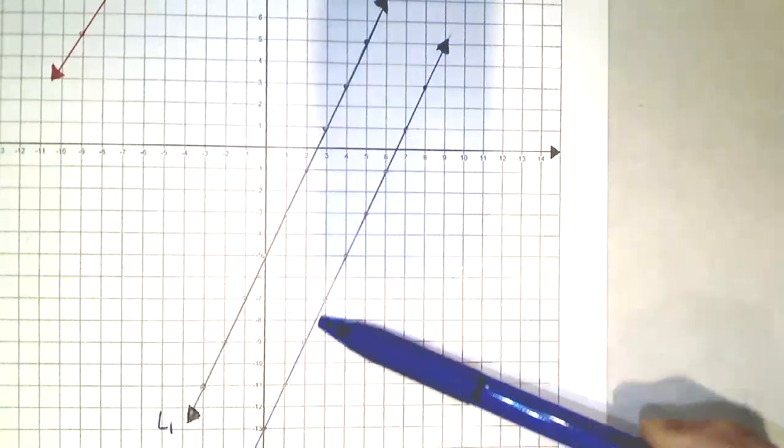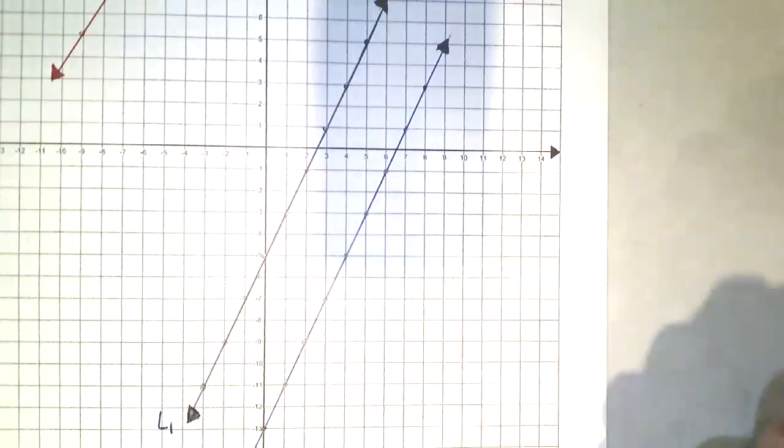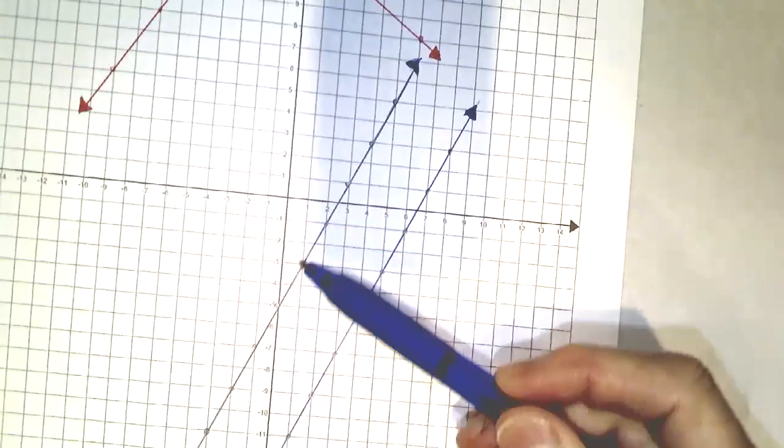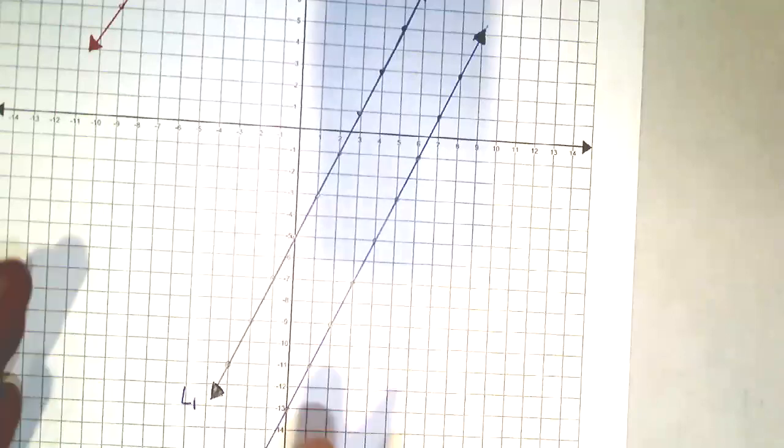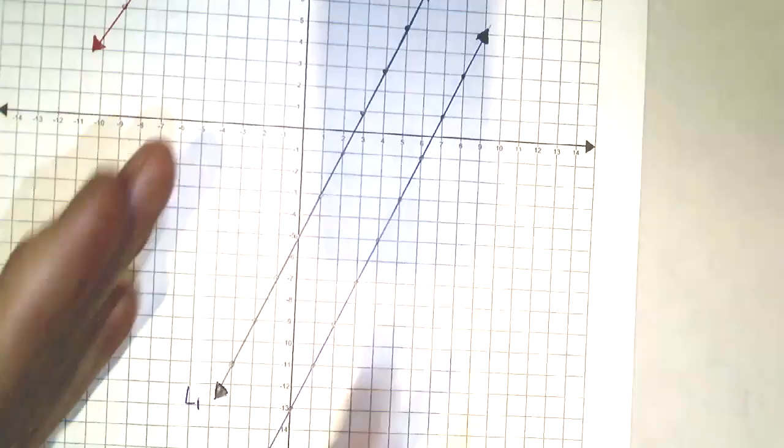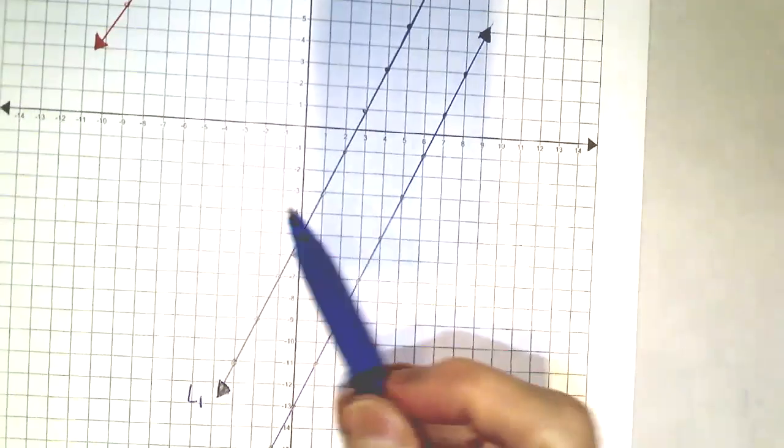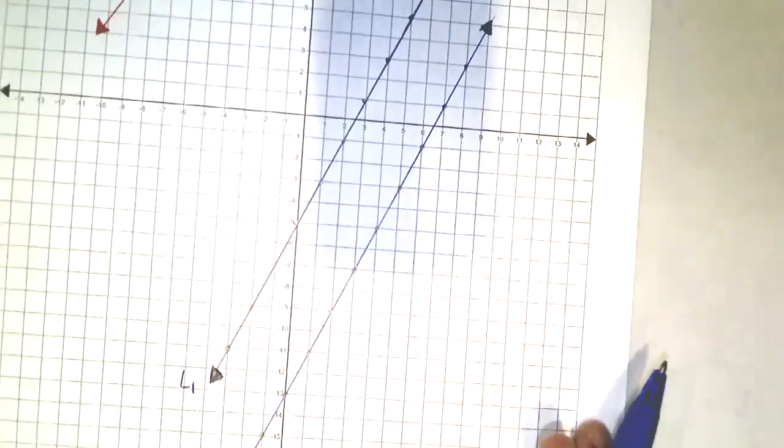I did them both with this blue pen, and you'll notice, of course, everybody recognizes that these are called parallel lines. Of course, parallel lines are like the rails that the train goes on. They're parallel, they never meet. These lines will never cross each other. That's really the definition of two lines that are parallel.